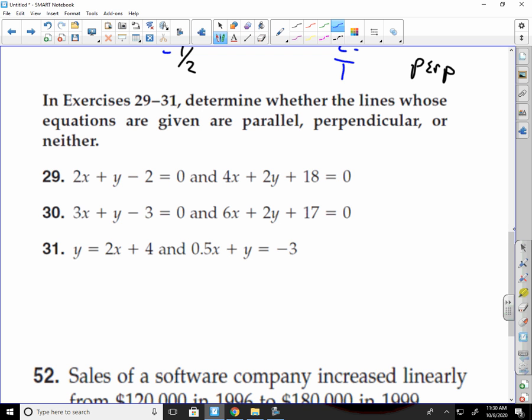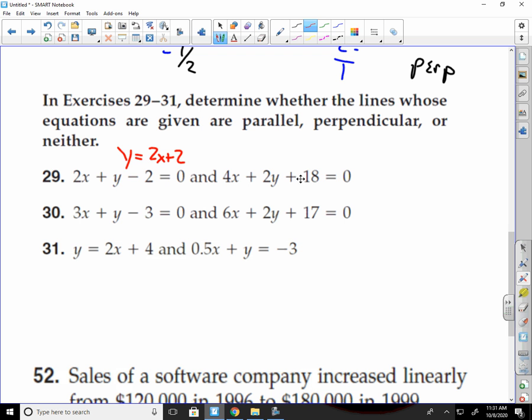29 through 31, determine whether the lines whose equations are given are parallel, perpendicular, or neither. So in order to do this easiest, I just get the y by itself. So I'm going to subtract the 2x over and add 2. It gives me y equals 2x plus 2.